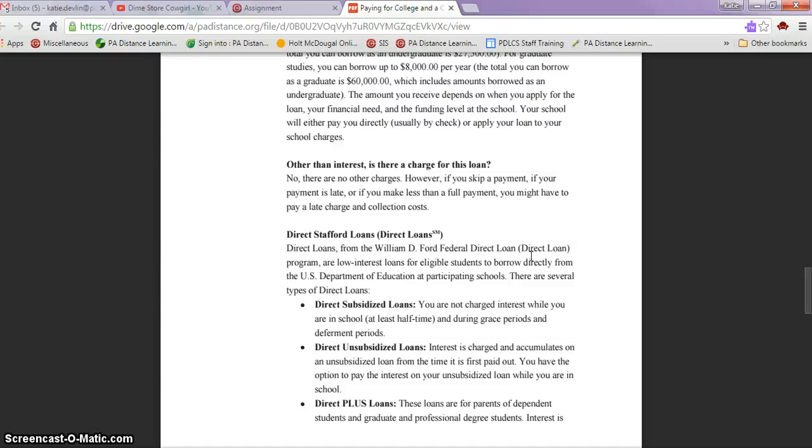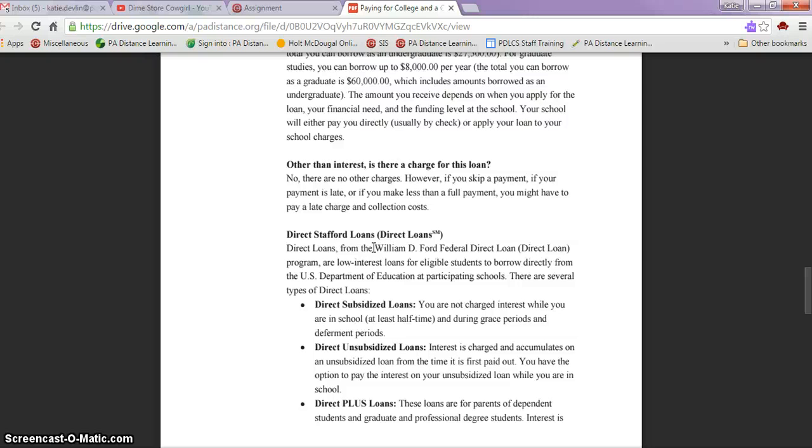Direct subsidized loan. You are not charged interest while you are at school at least half-time, and during grace periods and deferment periods. Direct unsubsidized loan. Interest is charged and accumulates on an unsubsidized loan from the time it is first paid out. You have the option to pay the interest on your unsubsidized loan while you are in school.